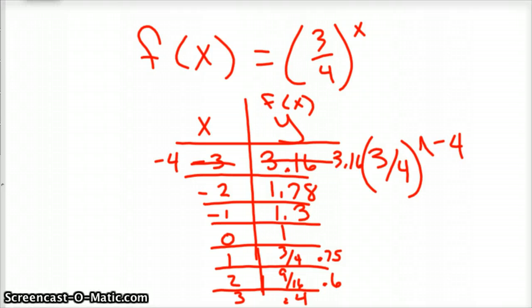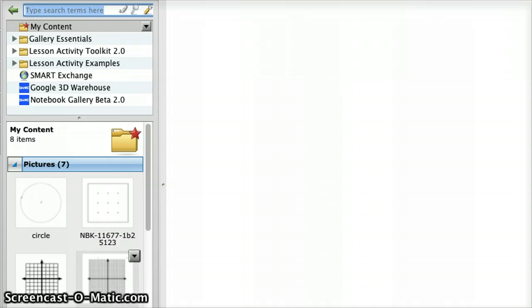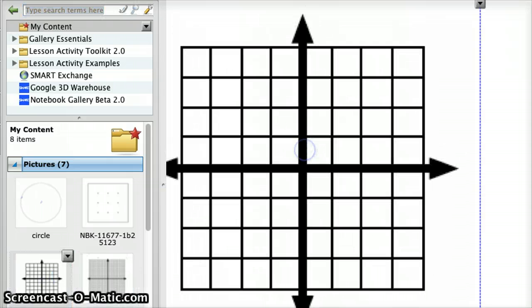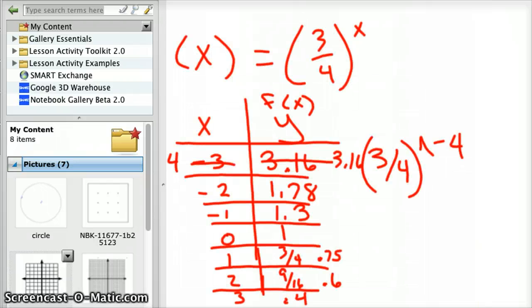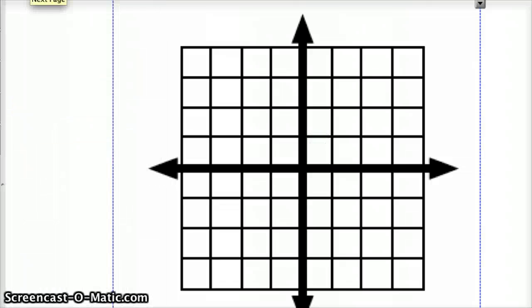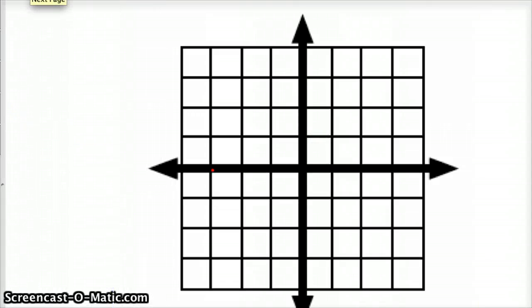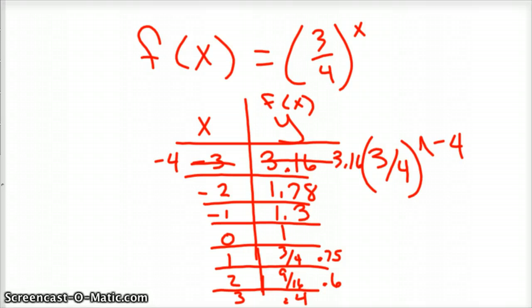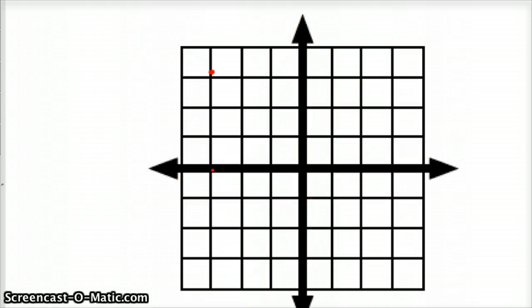And then we'll just graph those values. I'll use this one. It doesn't have to be anything real fancy. So negative 4 is 3.16. So there's negative 4, 3.16, and then negative 3, about there. Negative 2 is 1.78. It would be somewhere in this vicinity.